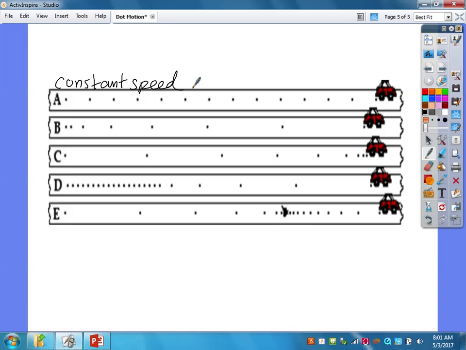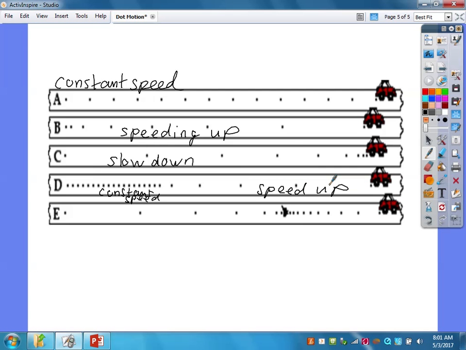B, the dots are getting farther and farther and farther apart, so you are speeding up. All right. C, they look like they're farther apart initially, but they're getting closer together. You're slowing down. All right. D is a little bit strange. The idea here is you are really kind of moving slowly, so there is actually a constant speed at the beginning. But then what happens? It speeds up. So they could possibly do a combination.